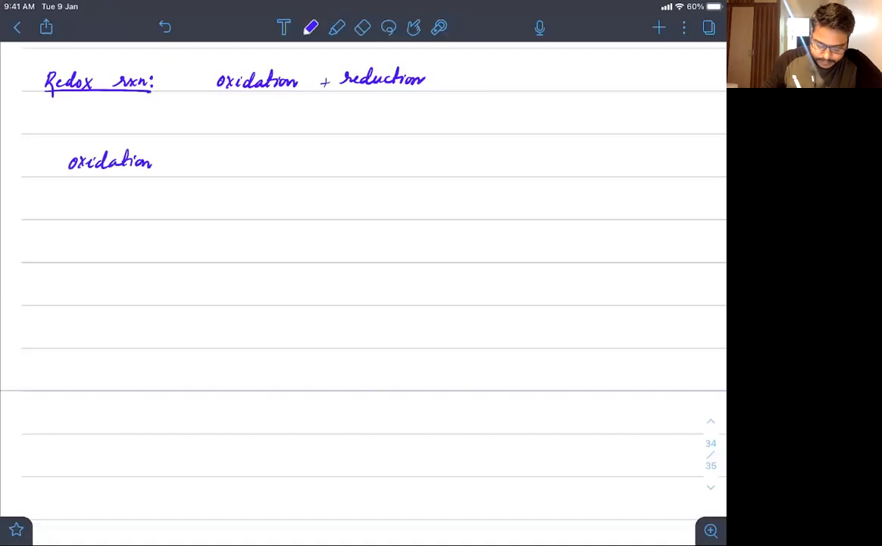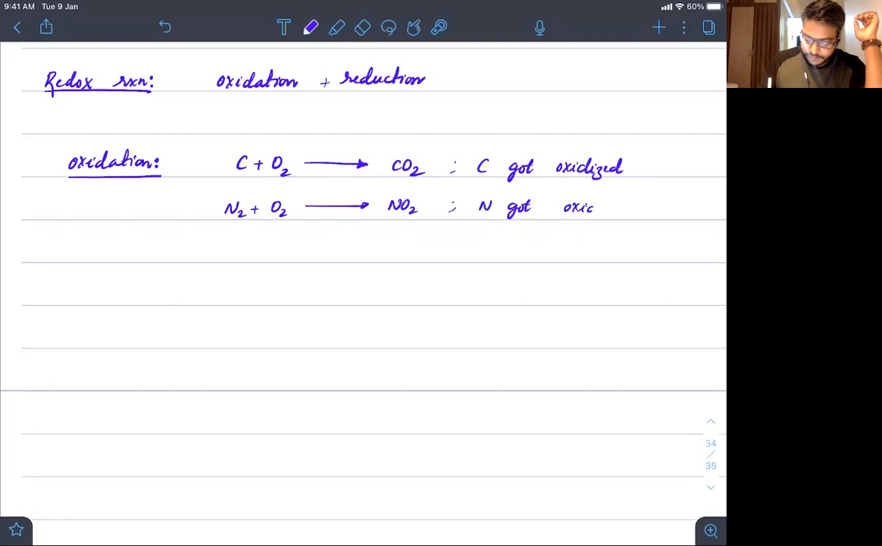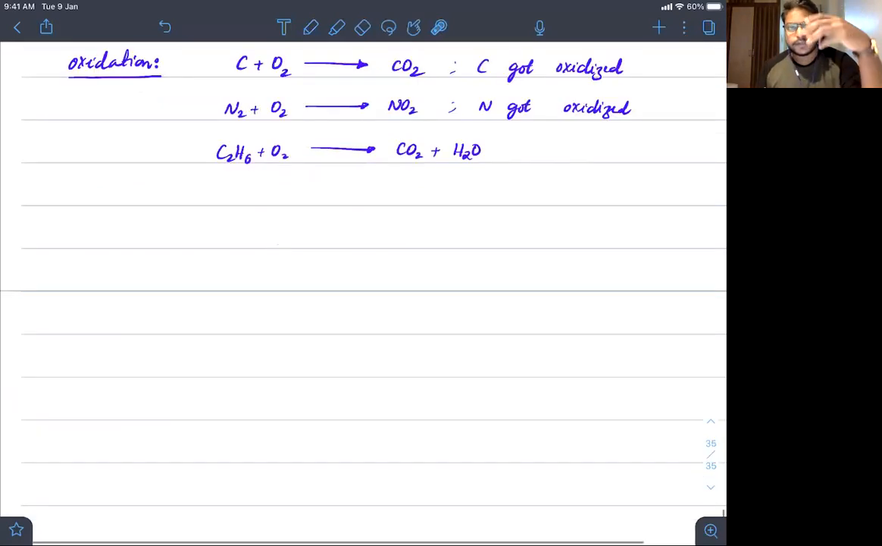Oxidation in the olden days, that is before even starting with oxidation numbers, was believed to be the addition of oxygen, for example, carbon getting added with oxygen. So we say, okay, carbon got oxidized, which means it has been combined with oxygen. Similarly, if you have N2 plus O2, and it becomes NO2, we say nitrogen got oxidized. Clear? If we have C2H6 plus O2, this will form CO2 and H2O, so both carbon and hydrogen got oxidized. Clear? This was the basic definition, that addition of oxygen is oxidation.